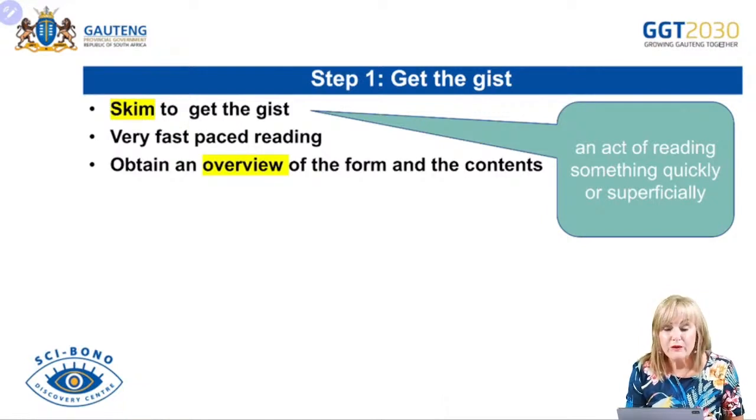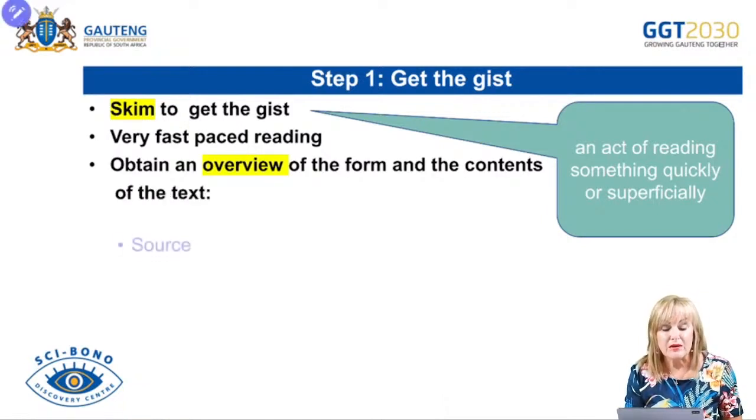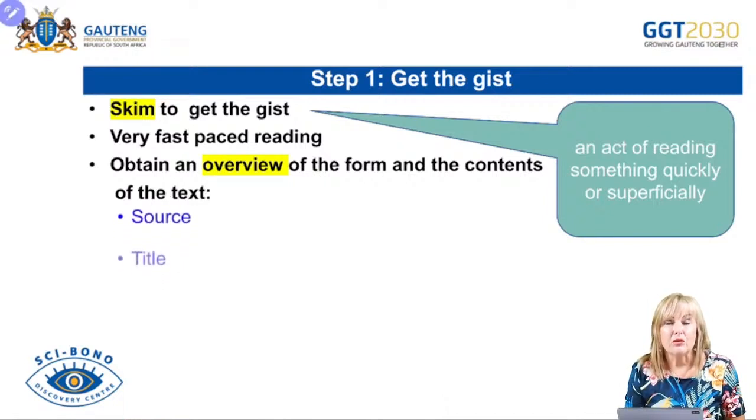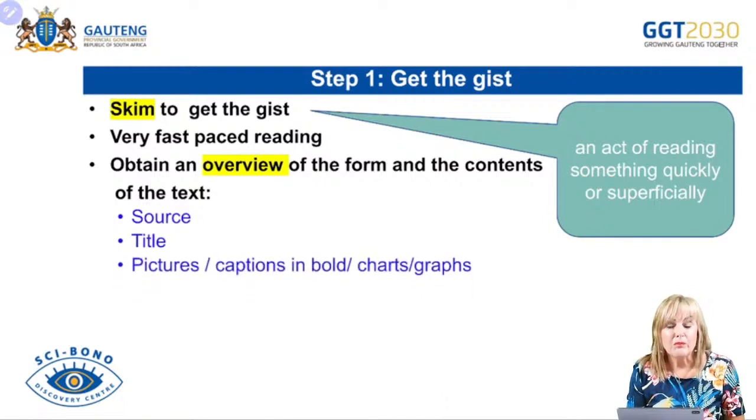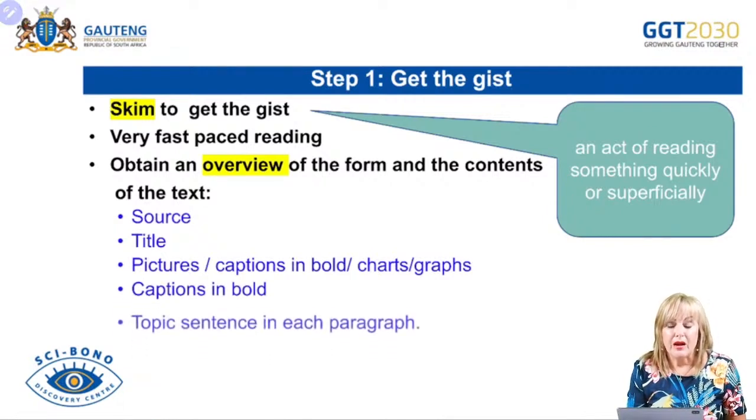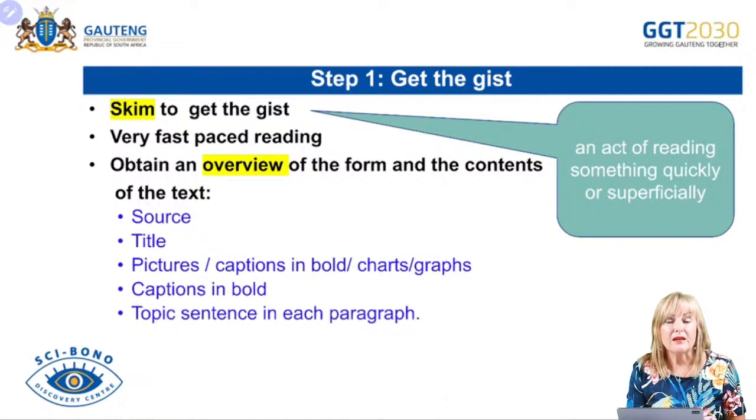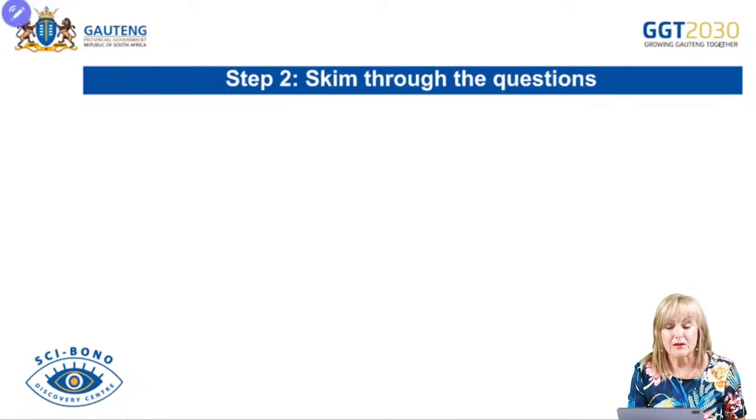You just get an overview of the form and the context of the text, and you check to see what source the author or the examiners took the passage from, what the title is, and you look at the pictures and all the captions that are in bold or charts or graphs to make a clearer picture for yourself of what it is going to be about. And you must find the topic sentence in each paragraph. Remember, every paragraph has a topic sentence.